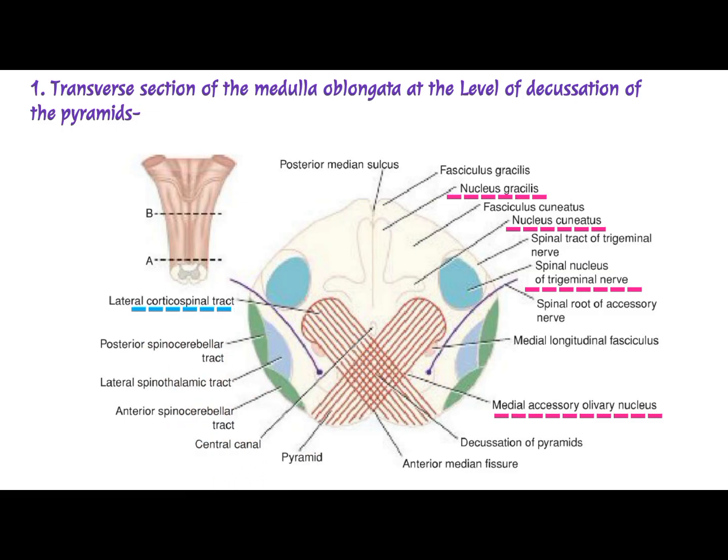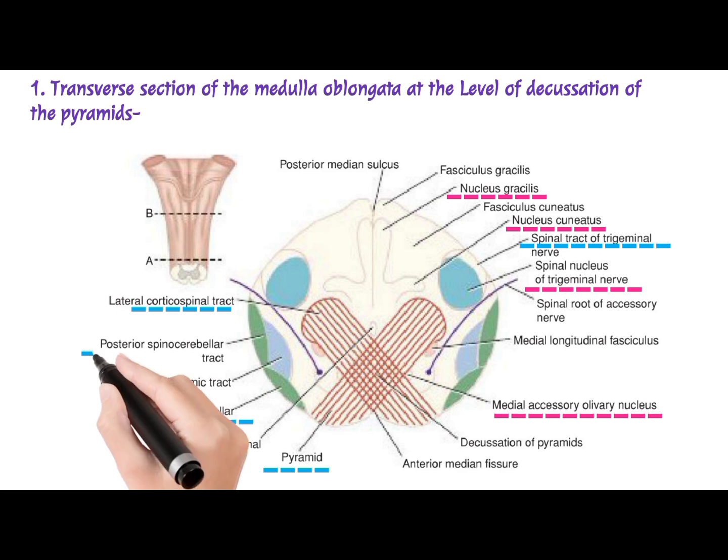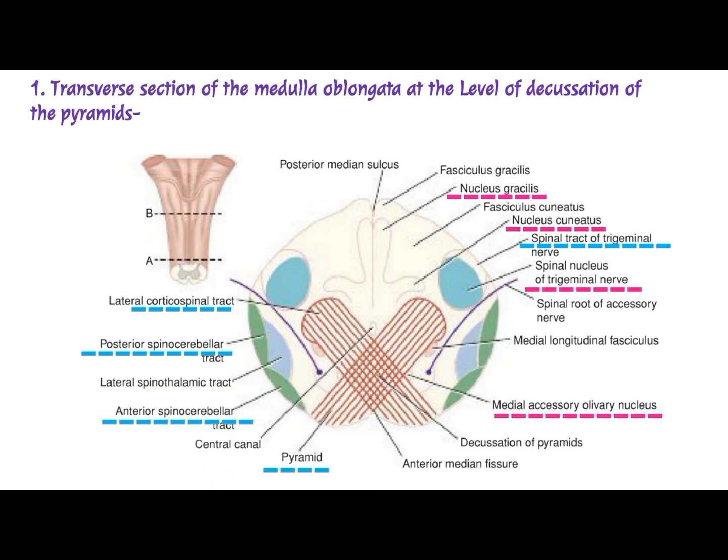This is lateral corticospinal tract. This is pyramid. This is spinal tract of trigeminal nerve. This is anterior spinocerebellar tract. This is posterior spinocerebellar tract. And this is lateral spinothalamic tract.